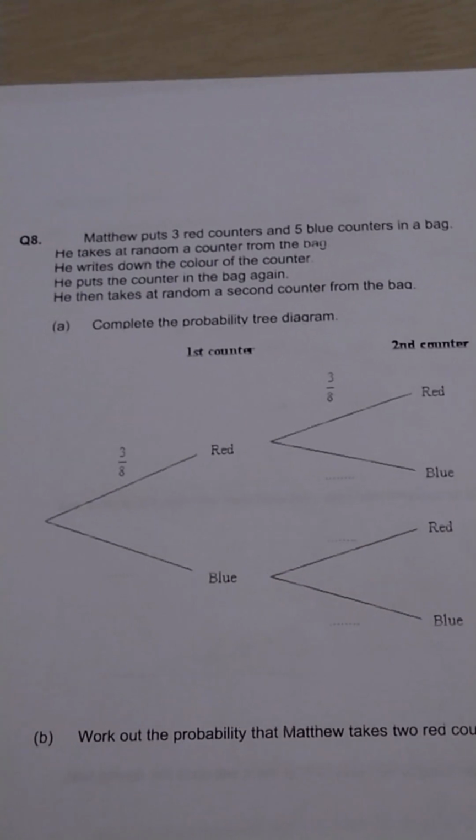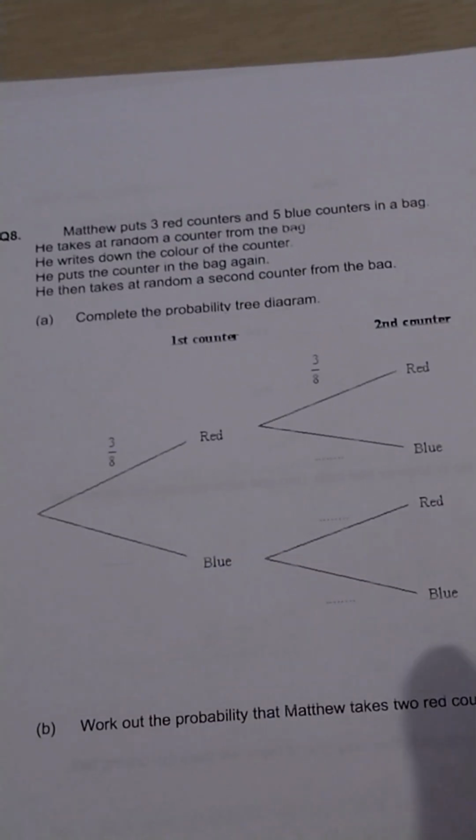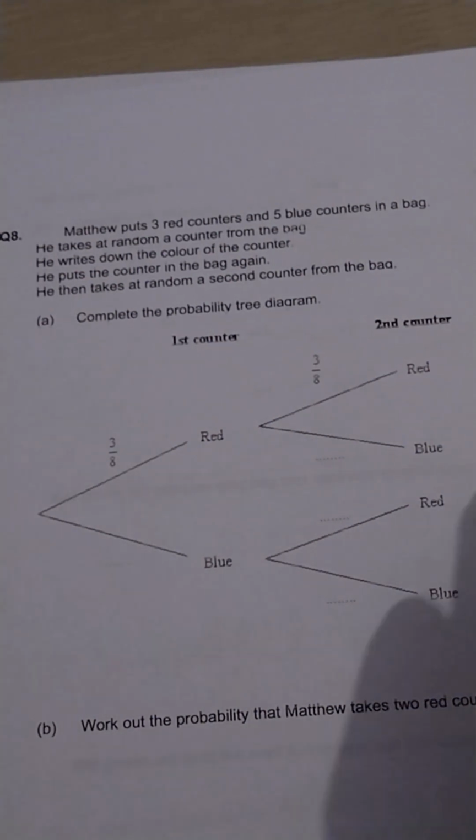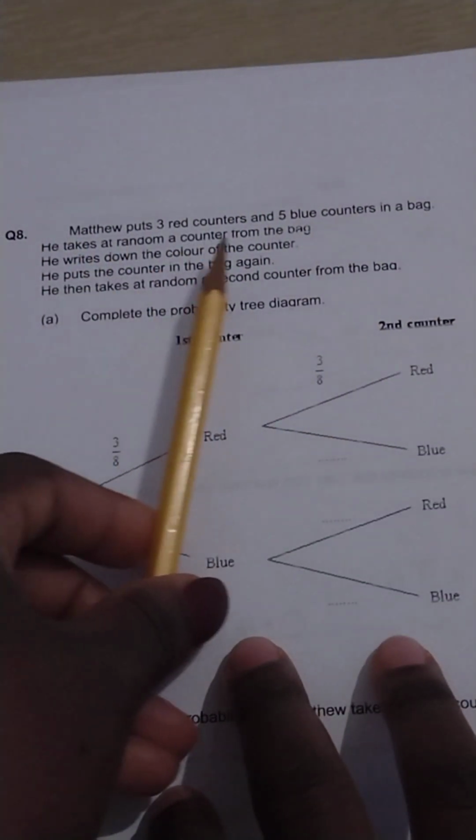Okay, on to question 8. Matthew puts 3 red counters and 5 blue counters in a bag. He takes at random a counter from the bag. So let's just remember 3 red, 5 blue. That means in total we have 8 counters altogether.